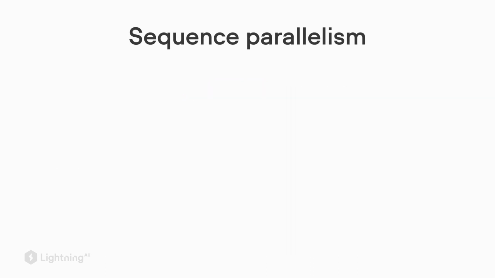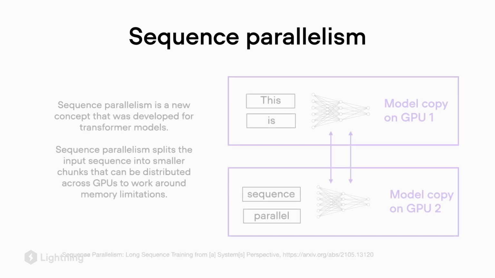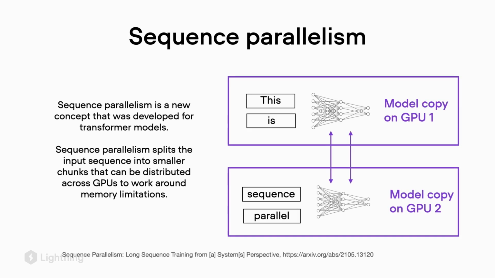Okay, now on to the last concept here, sequence parallelism. Sequence parallelism was specifically developed for transformer models, and it's about splitting the input sequence across multiple GPUs to also deal with memory limitations.